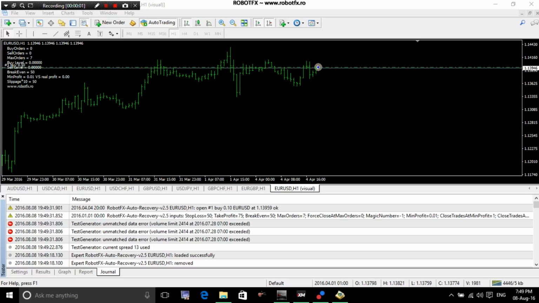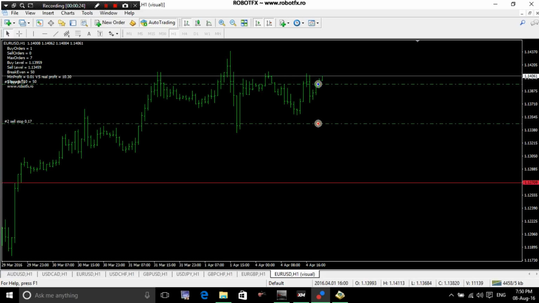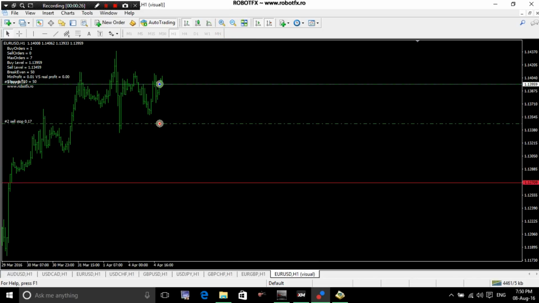Hello traders, and welcome to this demonstration or explanation of this latest and probably the last RobotFX Expert Advisor, which is Auto Recovery version 2.5. There are three small additions compared to version 2.4. Let's see them on the chart to understand the changes and modifications better.